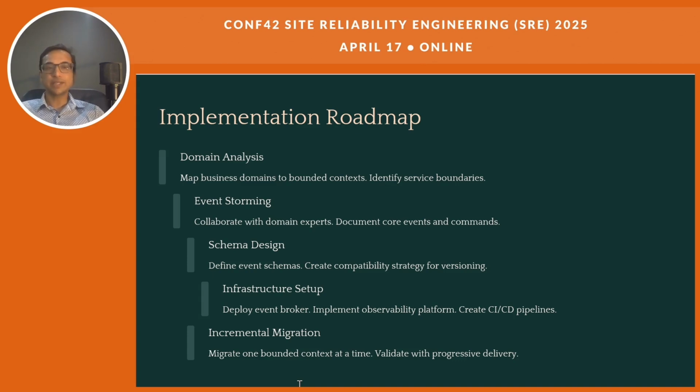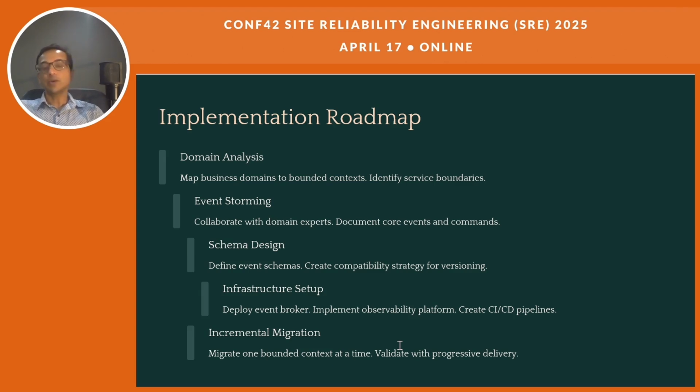Next is our schema design. Here we define event schemas and implement a compatibility strategy with versioning to handle future changes. This step is crucial for maintaining system integrity and ensuring consistent communication between services. Then infrastructure setup. With schemas ready, we deploy our event broker, set up the observability platform, and create robust continuous integration and continuous deployment pipelines. These elements form the backbone of a reliable and scalable event-driven architecture.